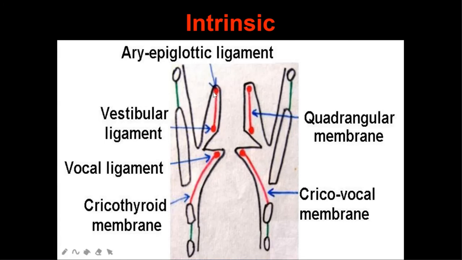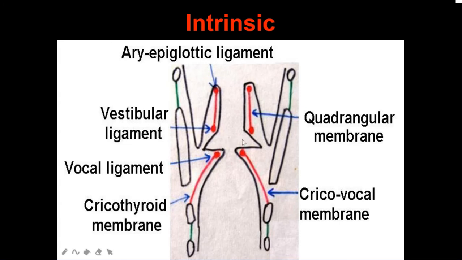the true vocal cords. So one more intrinsic membrane is the quadrangular membrane. So this is the quadrangular membrane. The upper thickened part of the quadrangular membrane forms the aryepiglottic ligament and the lower part forms the vestibular ligament. Vestibular ligament is nothing but the false vocal cords. So this is the laryngeal inlet.